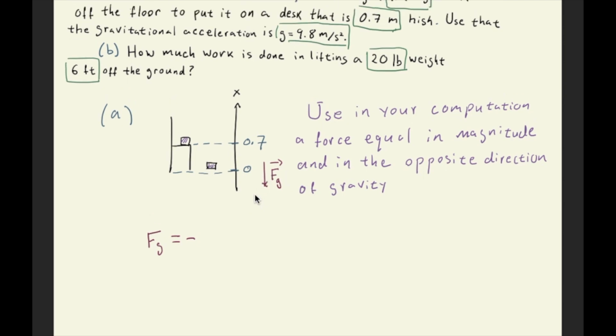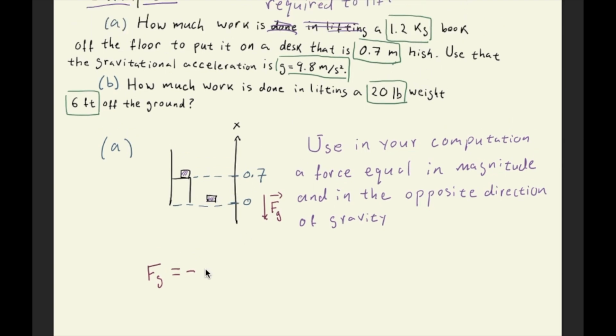So force is mass times acceleration. The mass of the book is 1.2 kilos. So I'm going to use mass times acceleration, where we're going to use the gravitational acceleration, g. So it's going to be minus the mass of the book, 1.2, times gravitational acceleration, 9.8. All right, so my calculator says that that's negative 11.76. And the units here are units of force, and we're using the metric system, so newtons.